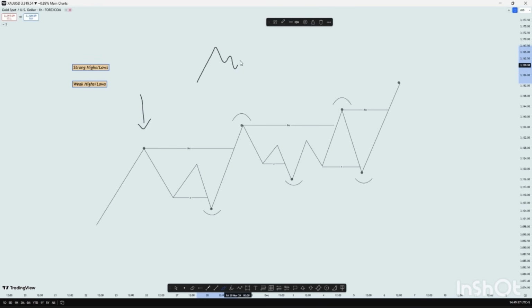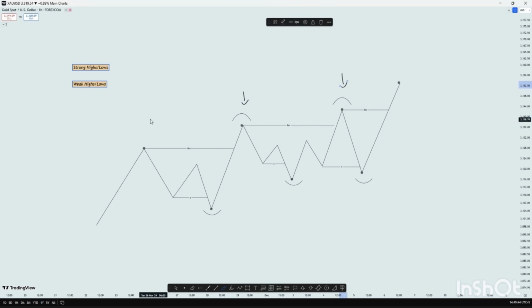Suppose the market is bullish and the pullback has started from here, then this is logically a weak high. If the market wants to break this high, then it should first sweep the low, then break this high, and automatically create a strong low here. Only a strong low can break a weak high. I repeat, only a strong low can break a weak high.